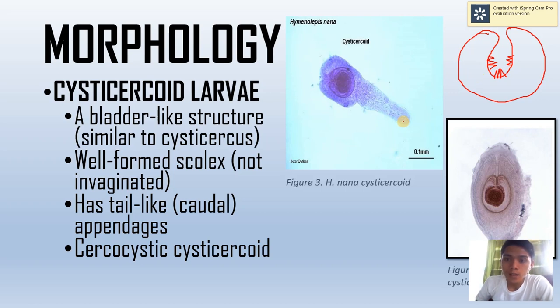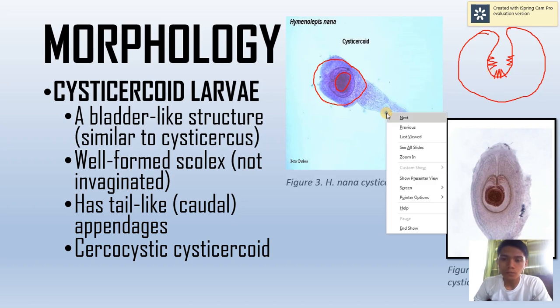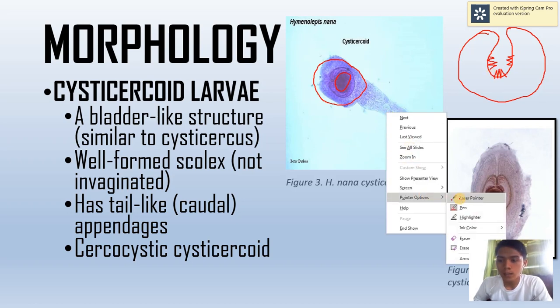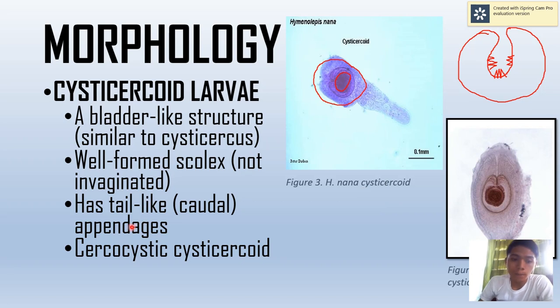Unlike the cysticercus, the cysticercoid has a well-formed scolex. So this is actually the scolex of the cysticercoid. And encysted, this is the whole cyst. This is the bladder. In the cysticercoid, it is not inverted, unlike the cysticercus. And it has a tail-like caudal appendage. So it has a tail. This is the tail.